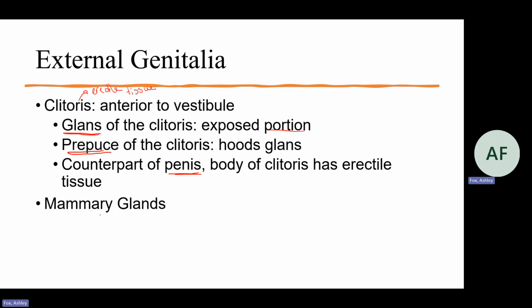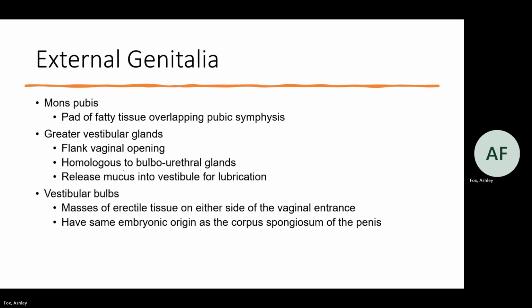And the other part of external genitalia, again, is the mammary glands, so the breasts. We also have the mons pubis. That's going to be fat tissue over the pubic symphysis, usually on the anterior side. I'll show you on a different picture. It's just extra padding and extra protection of the pubic symphysis. Remember, the pubic symphysis is a cartilaginous joint between the two sides of the pubic bone. So we have the pubic bone here and here, and then this piece in between them. That's the pubic symphysis.